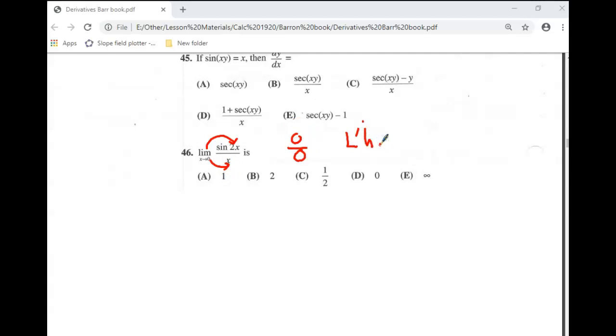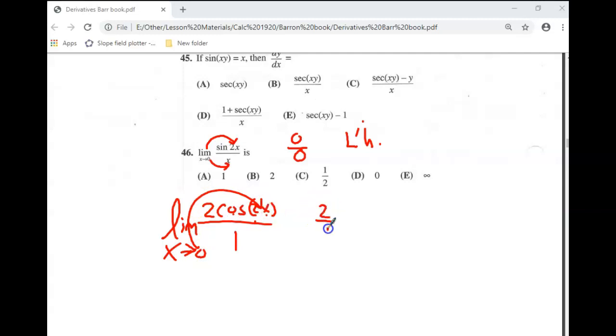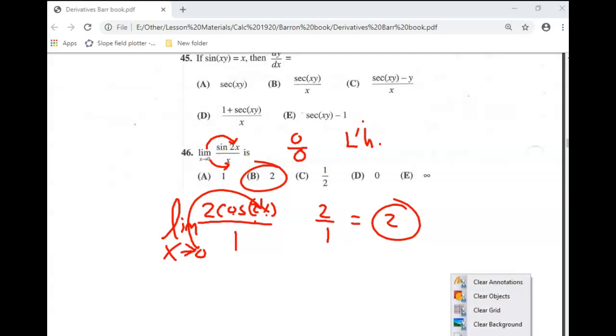So I take the derivative of sine 2x. Derivative of the outside is cosine. Derivative of the inside is 2. Derivative of the bottom is 1. And now we take that limit instead. Plug in 0. 2 times 0 is 0. Cosine of 0 is 1. 2 times 1 is 2 over 1. Final answer, 2. Okay? So, doing limits with trig functions very often is going to be just L'Hopital, just so you know.